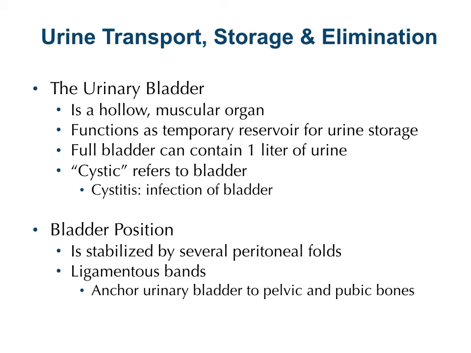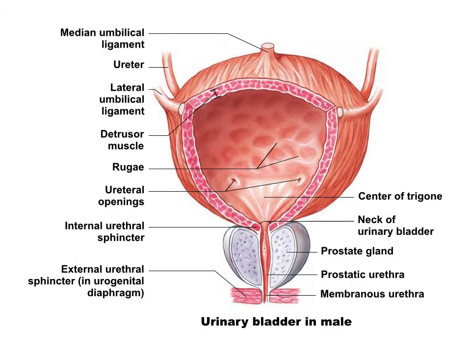The bladder is stabilized in position by several peritoneal folds that form ligamentous bands, which will anchor the urinary bladder to pelvic and pubic bones. Let's examine this. Here is a picture of the urinary bladder in the male. The urinary bladder has 4 main regions. The fundus or base is the postero-inferior part of the bladder.